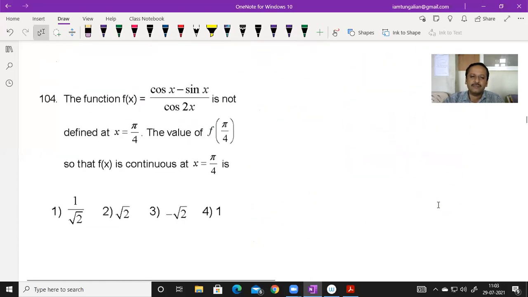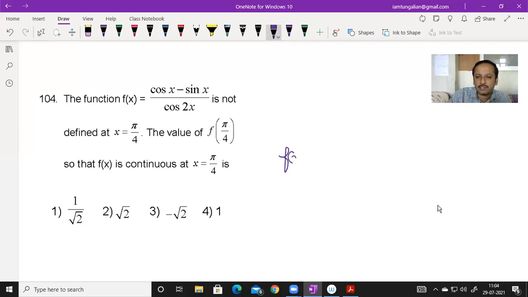Next question. The function f of x equal to (cos x minus sin x) divided by cos 2x is not defined at x equal to pi by 4. We should assign a value for f of pi by 4, so that f of x is continuous at x equal to pi by 4.